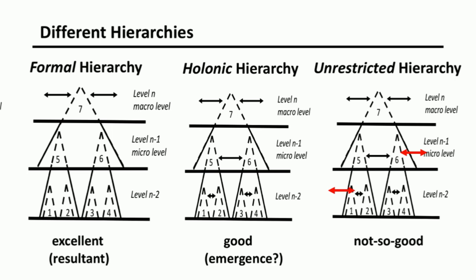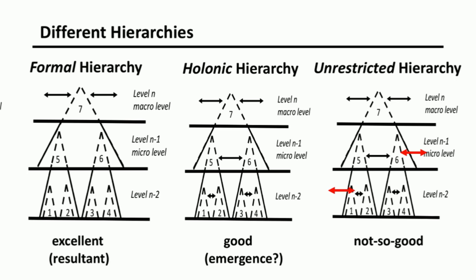The first one is we have the formal hierarchy. We said this is excellent because the results are resultant. We have no whatsoever side effect and divide and conquer will work, basically. We talked about this yesterday. If we have a holonic hierarchy, then the interactions only occur within a holon and not outside the holon. And then we still have a good solution, but a solution that can bring up emergence. And here we must be careful that it's not as excellent as the left one, but emergence can happen, particularly if we have loops in our design.